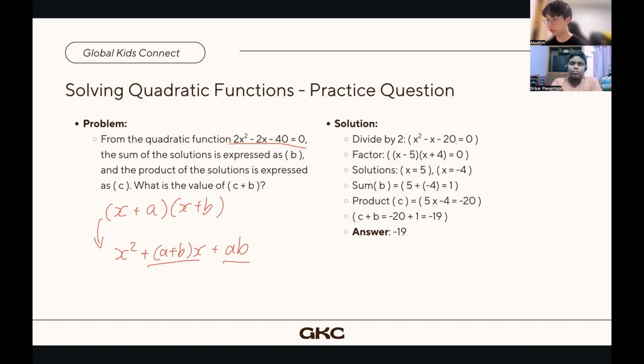And so if we do this for this function, then 2x squared minus 2x minus 40 equals 0 can be rewritten. If we divide everything by 2 so that our x squared coefficient is 1, then we get x squared minus x minus 20 equals 0. And so from here, we can see that the sum of the solutions will be our a plus b. However, for the question's sake, we will say that the sum is the variable b. The sum of the two solutions is -1, and the product of the two solutions is equal to -20.